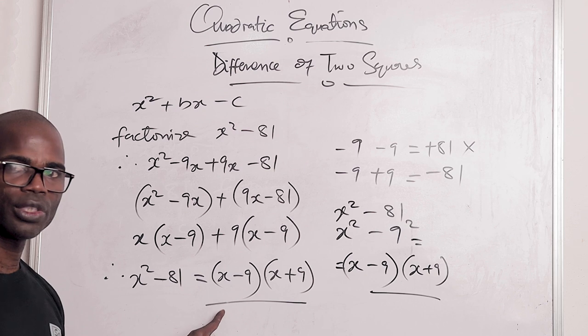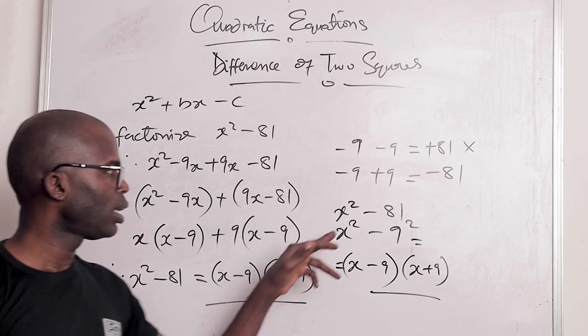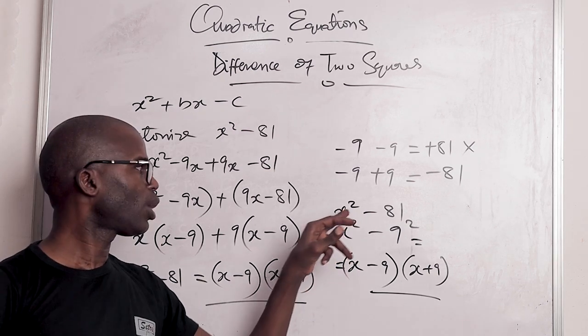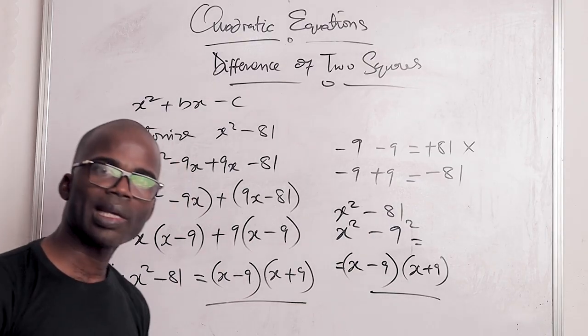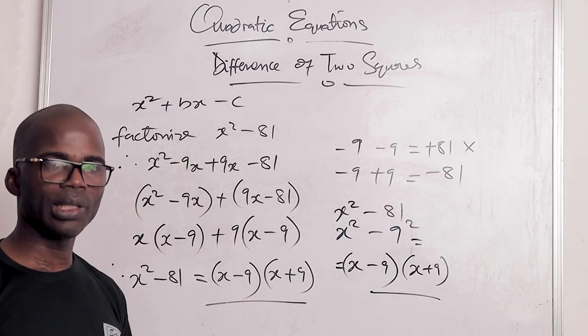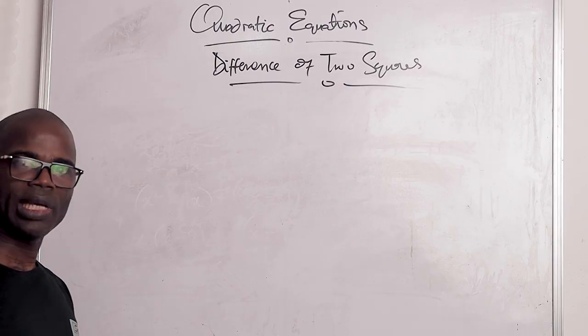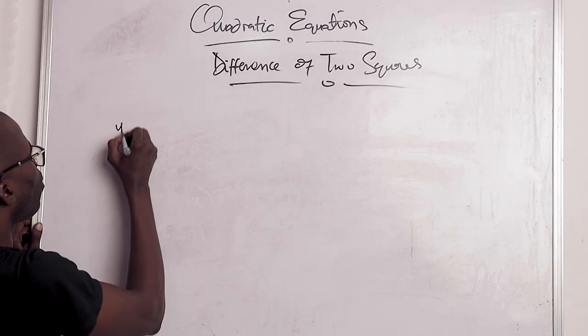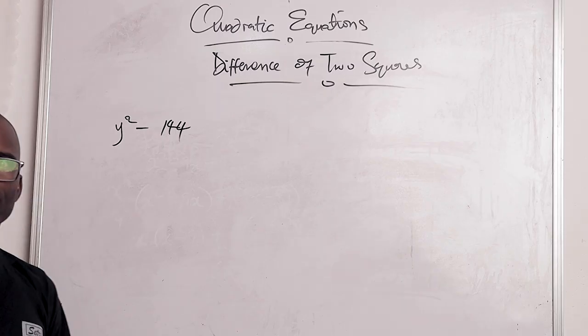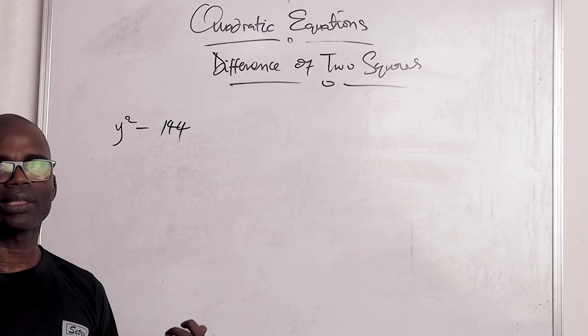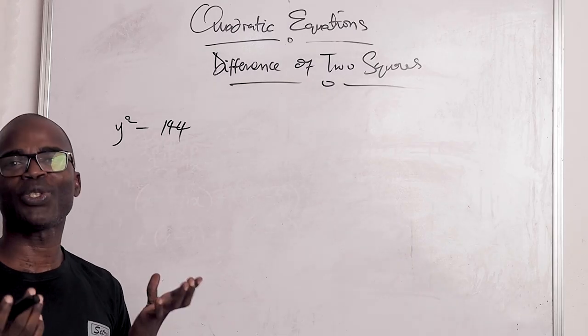If it is a theoretical question, you show the process. But if it is objective, you just quickly do this offhand. So let me test if you've gotten this. What about in a scenario where you have y squared minus 144? Solve that. I believe that by now you should be a pro.